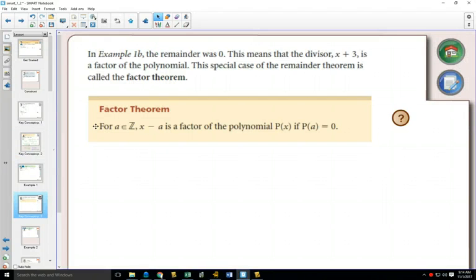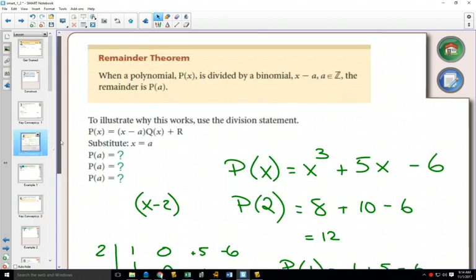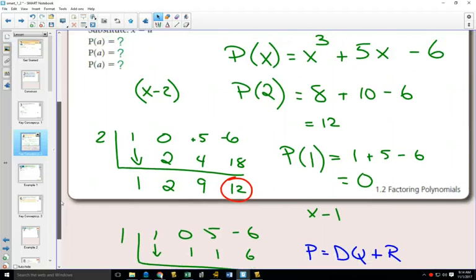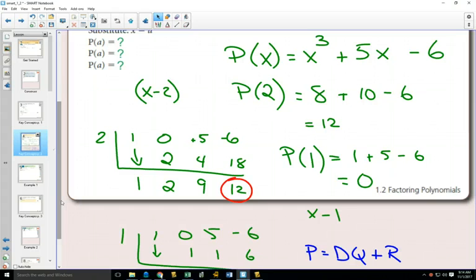Right here, right before example 2, at the bottom of page 17, we have our factor theorem, and our factor theorem is saying what we just did here. What we did here is we had a polynomial. First we plugged in 2, we found out the remainder was 12, so that means that x minus 2 is not a factor. But when we plugged in 1 and we got a remainder of 0, that tells us that x minus 1 is a factor.